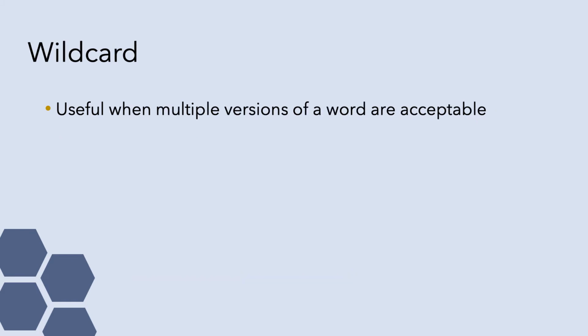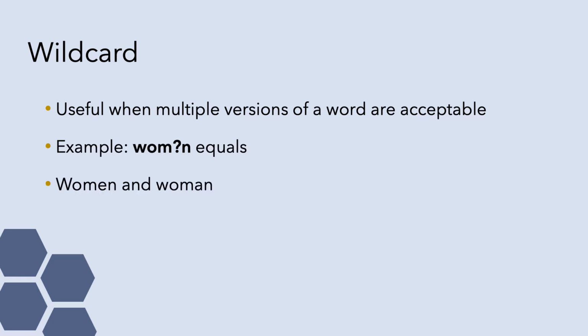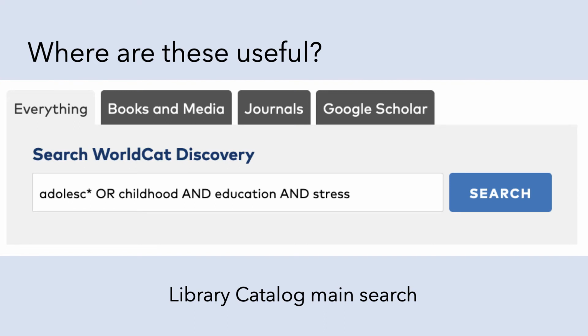Wildcard searching is useful when multiple versions of words are acceptable. For example, searching WOM question mark N will return results referencing both women and woman. This tactic broadens results. So, now that you know what to use, let's talk about where to use it.